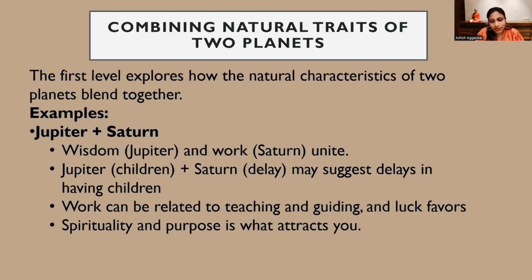When we talk about natural traits, there is an association between Jupiter and Saturn. Jupiter represents my wisdom, and Saturn represents my working style. This means that my work could be related to teaching. Jupiter signifies children, and Saturn is the natural significator of delay. So there could be delays related to children or pain.